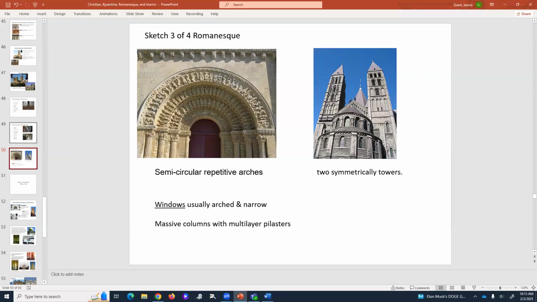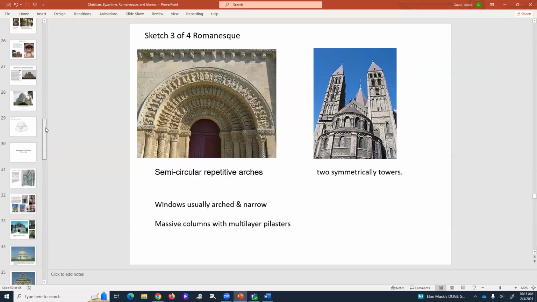We are going to add a note here for 2 things. We're going to add a note that the windows are usually arched and very narrow. You can see that even this doorway is very narrow. There is another photo showing the windows that are really narrow because of all of these arches. And then also the massive columns with the multi-layered pilasters, those images that we saw from the beginning.